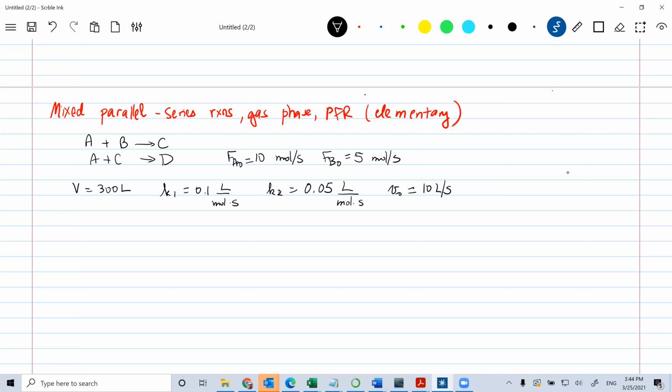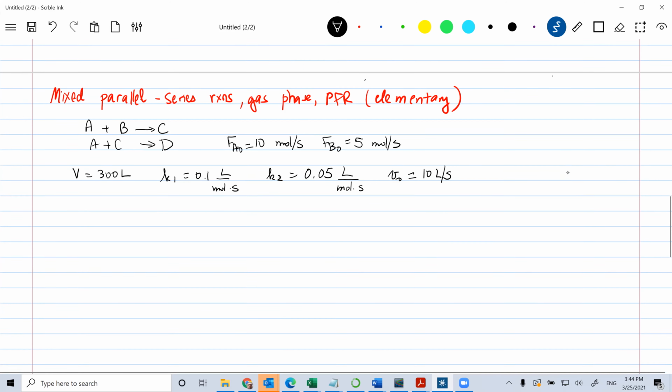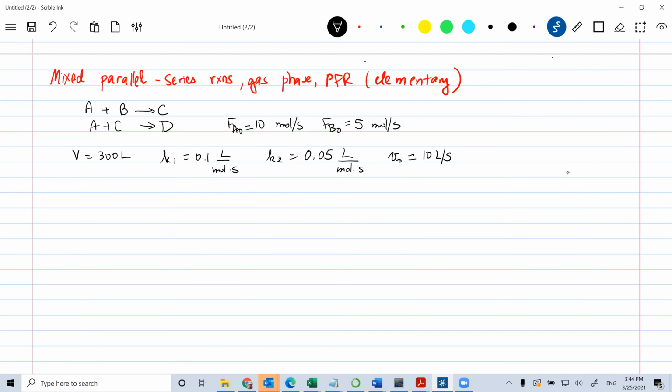Typically for those gas phase reactions, you'll be given some partial pressures and some mole fractions, and you can always get those from using the ideal gas law once you're done arranging your reactions and simplifying your mole balance and everything. So you can always do that.